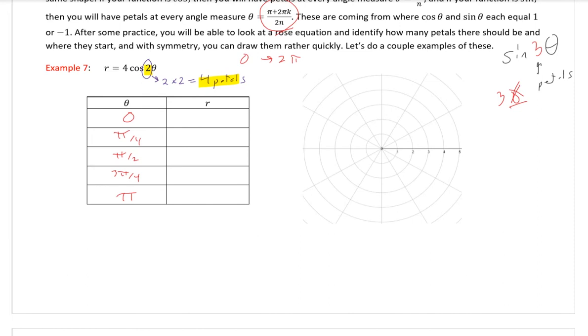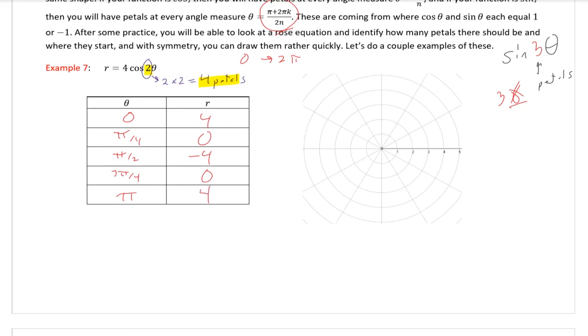If I plug in 0 into here, cosine of 0 is 1 times 4 is 4. Pi fourths into here, cosine of pi halves would be 0 times 4 is 0. Pi halves, cosine of pi halves times 2 is pi. That's negative 1 times 4 is negative 4. 3 pi fourths into that will give you cosine of 3 pi halves, which is 0 times 4. And then pi will give you cosine of 2 pi, which is 1 times 4 is 4.